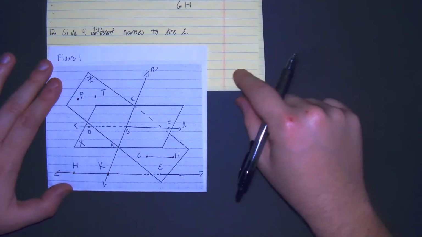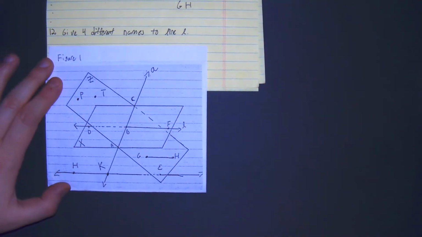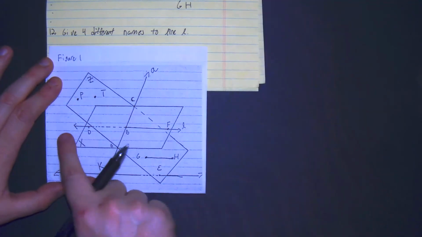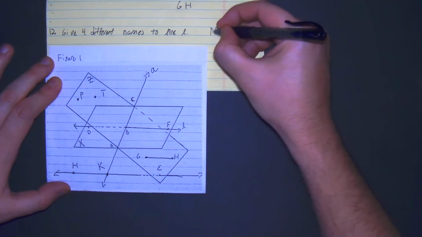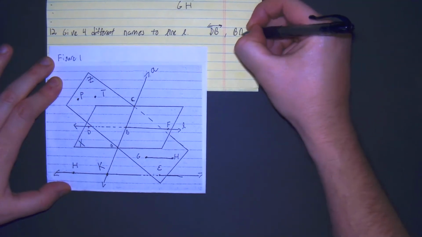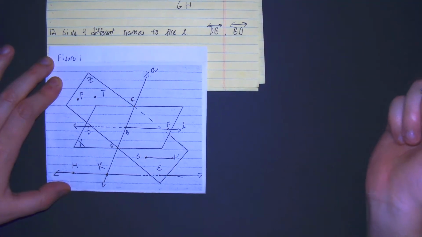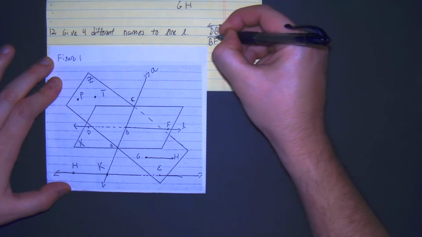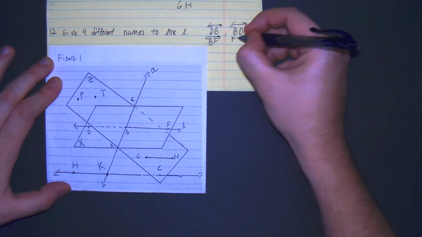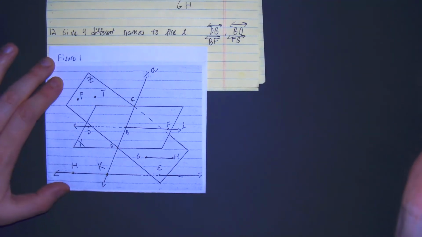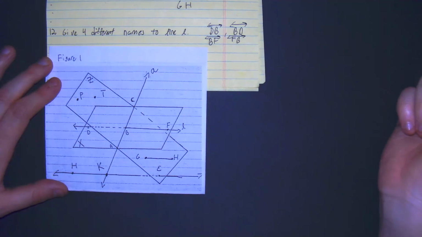All right, number 12. Give 4 different names to line L. 4 different names for line L. Okay, so first we could say DB. Then you can say BD. We could say BF. We could say FB. You can even continue with more with that. All right, and that's part 2 of this video.